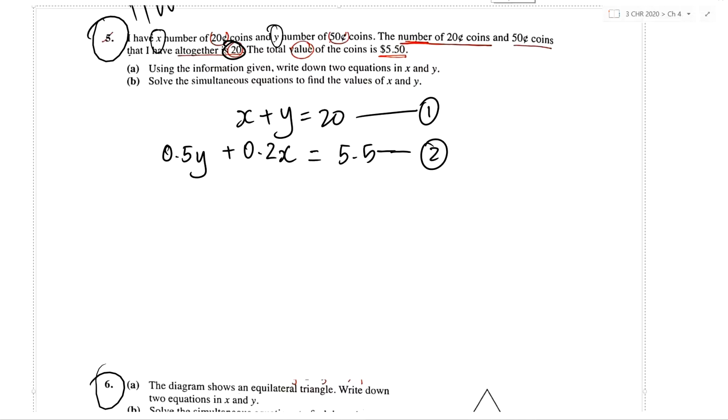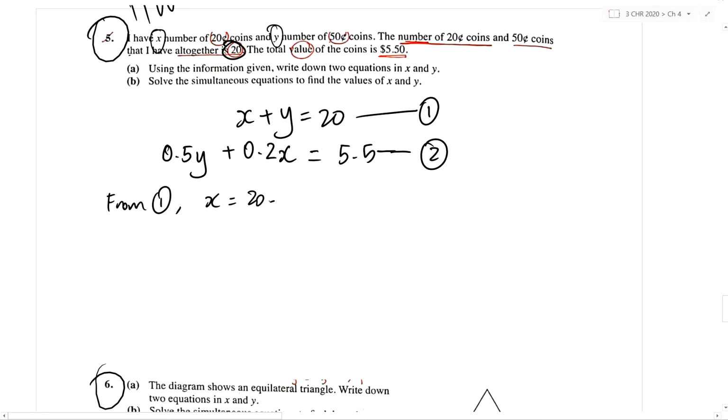To solve them, I think both substitution and elimination are just as straightforward in this case. Okay, so let me try using substitution. I will choose to start with equation number 1 for substitution because both my x and y coefficients are already 1. So it is easy to make one of them the subject. Let me make x the subject. From 1, x is equal to 20 minus y. You can choose to call this equation number 3. Equation number 3 came from equation number 1.